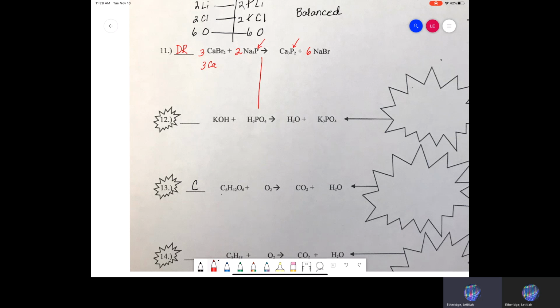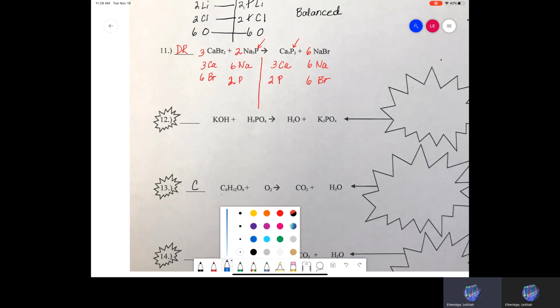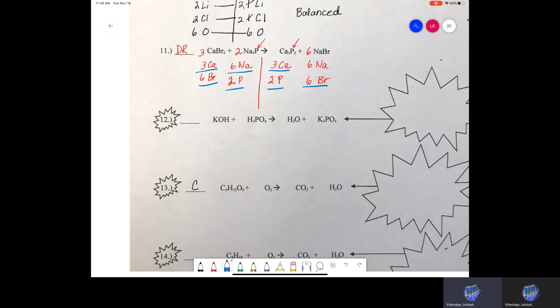We have 3 calcium. We have 6 bromine. We have sodium. We have 1 phosphorus. We have 3 calcium. Whoop, let me back up. We have more than 1. We have 2 phosphorus. My bad. We got 2 phosphorus here. We have 6 here. We have 6 bromine here. Now, to my eye, it looks like we're balanced. 6 bromines, 6 bromines, 3 calcium, 3 calcium, 2 phosphorus, 2 phosphorus, 6 sodium, 6 sodium. Guess what? We are balanced.